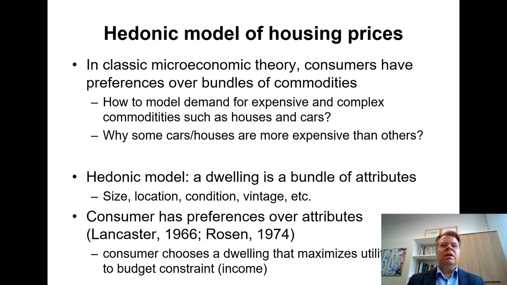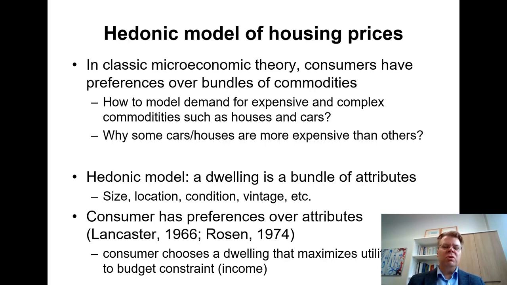So then there are studies. For example, Kelvin Lancaster in the UK had a paper in 1966. And Sherwin Rosen in the USA had a landmark paper in 1974, where they then model the commodities such as the house as a bundle of attributes. So in some sense, if you buy a house, you don't buy just a house, but you also buy a complex bundle of different attributes such as size and location and condition and vintage.